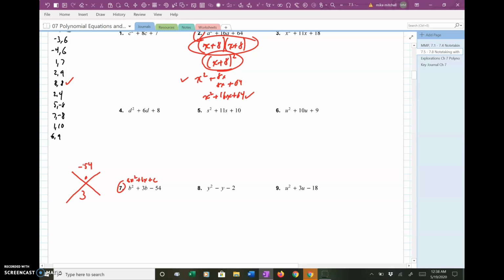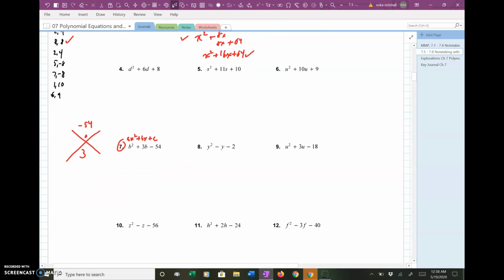B is 3. I know one's going to have to be positive, one's going to have to be negative. Got to be one positive, one negative to multiply to a negative. So let's start thinking about 54 here. It's going to be 1 times 54. Let's put a negative there. That sums to 53.